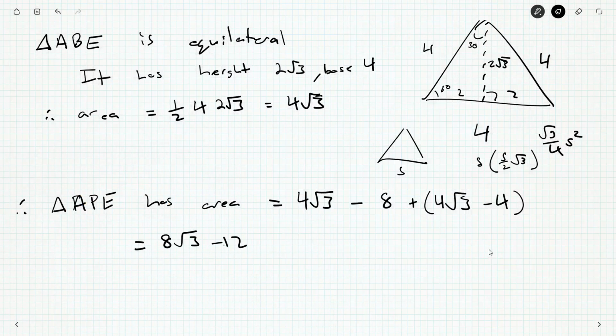Now, just as a little sanity check, with a calculator, I'm just going to make sure this is a positive area. Okay? Does this tell me whether or not I got it right? No, but it would be a really glaring error if I got a negative area. So we want to avoid that. So 8 root 3 is 13.8, so we'll get minus 12, so 1.8, a little less than 2. 1.85 is the area. And does that make sense?